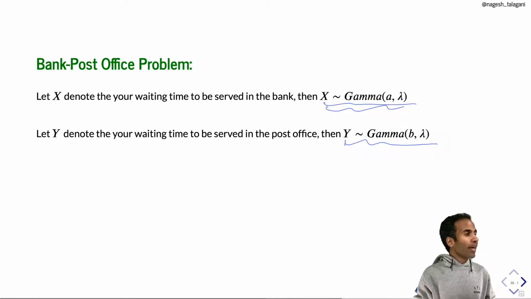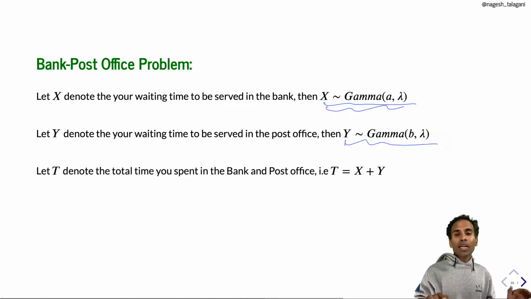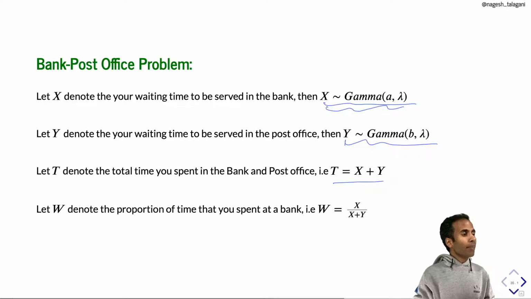Okay, now let t denote the total time you spent in the bank and post office, that is t equal to x plus y, and let w denote the proportion of the time you spent in the bank, that is w equal to x by x plus y. Here you can see that x and y are independent because this waiting time in the bank should be independent of waiting time in the post office. So x and y must be independent random variables.